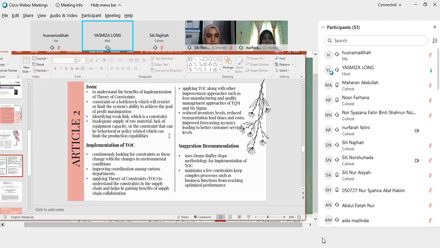So for the next is implementation of TOC. The first one is continuously looking for constraint as this change with the changes in environmental condition. And the second one is improving coordination among various departments. So for the next one, I'm gonna pass to Siti Nushahada.